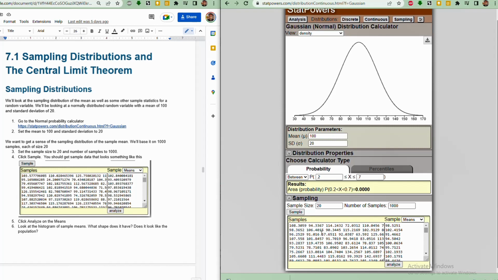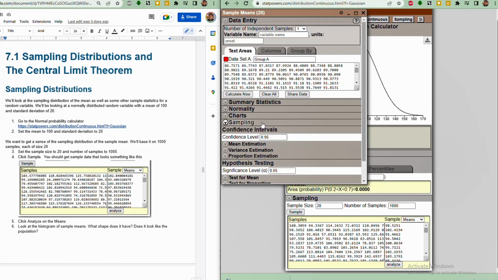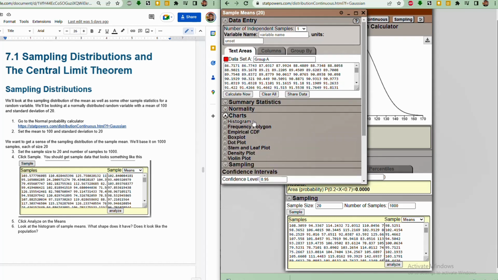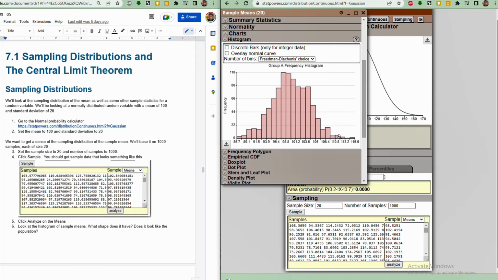On the left you can see we've got data from our normal distribution, and for each one of these rows a mean is calculated. So what we're going to be looking at is the distribution of the means. Each of these sample means comes from 20 random values coming from a normal distribution. Okay, so let's look at those. We're going to start by looking at the histogram. And the histogram looks like a normal distribution, and that should come as no surprise.